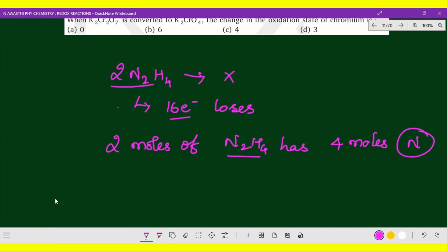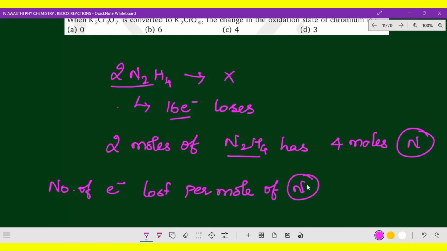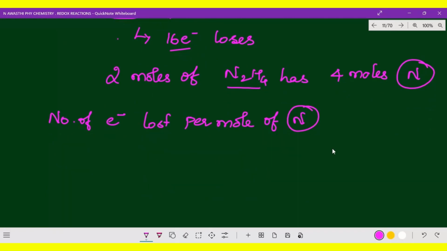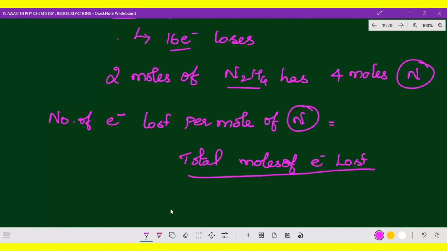Now let me give that point for you: the number of electrons lost per 1 mole of nitrogen. 2 moles of N2H4 has 4 moles of nitrogen. Therefore, 1 mole of nitrogen has how many electrons? We can identify that, and for that I'll give one formula: total moles of electrons lost divided by total moles of nitrogen atoms.